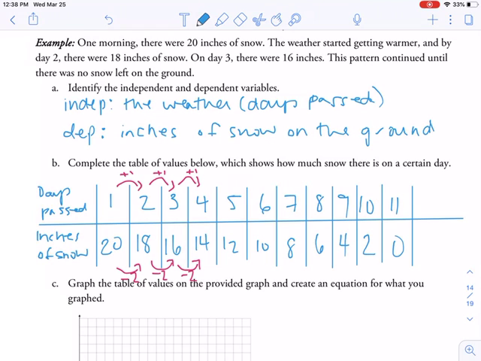Perfect. Okay, so the reason that I'm not going to keep going, so I can't put a 12 here, is because can I have -2 inches of snow? No, that doesn't make any sense at all, so I cannot include that in my work. So that is the end of my graph.